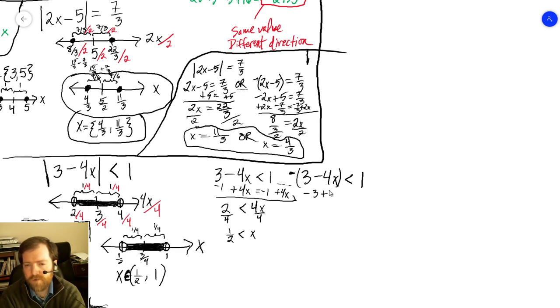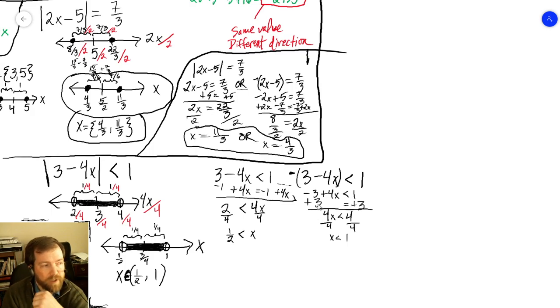Negative 3 plus 4x is less than 1. X's are already positive, so move the 3. This is going to be 4x is less than 4. Divide by 4. X is less than 1.